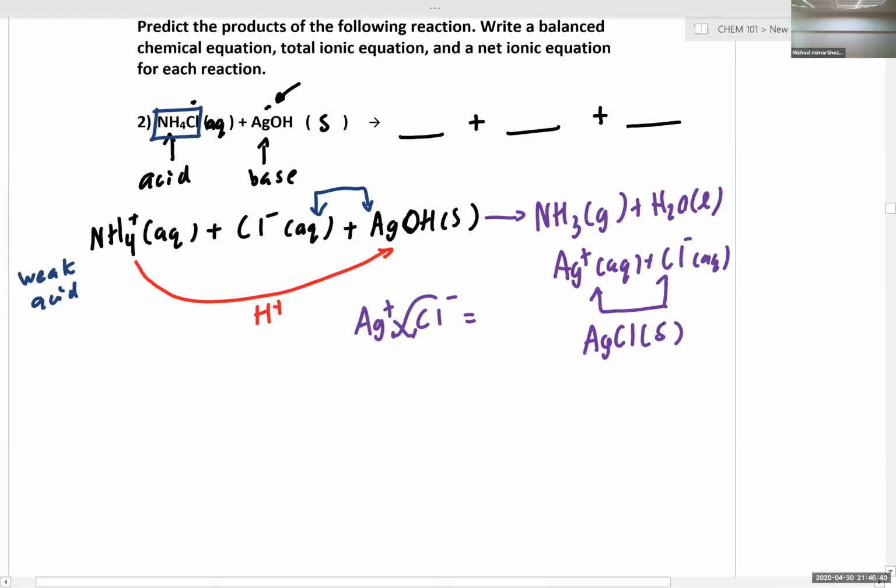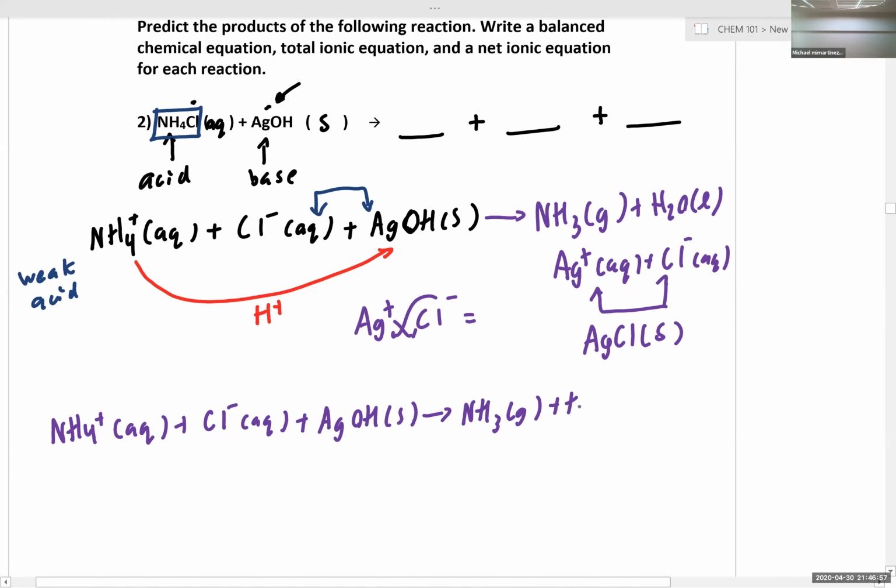Insoluble, exactly right. Now that we have our equation products established after we've transferred our proton, we write out each of our reactants and products, and we just verify that this equation is balanced.